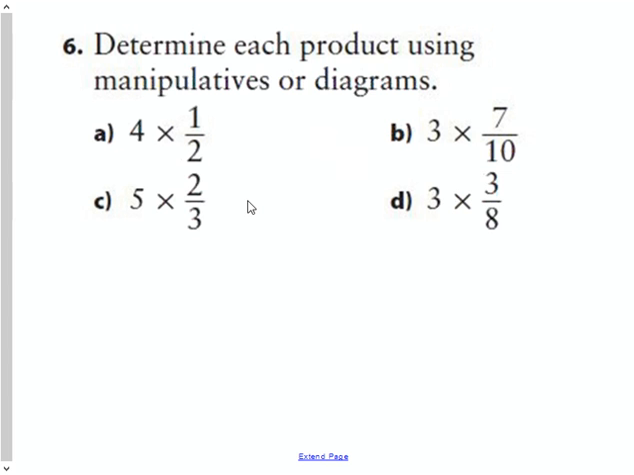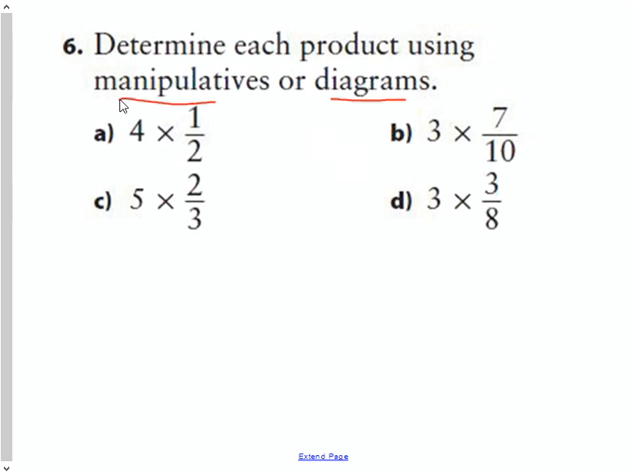This is chapter 6.1 of the grade 8 textbook on fractions. This is your first chapter on multiplying fractions by whole numbers. And the first question, 6, says determine each product using manipulatives or diagrams. Now the two methods we use for manipulatives and diagrams are either drawing the actual fractions themselves using rectangles, or you can use a number line.